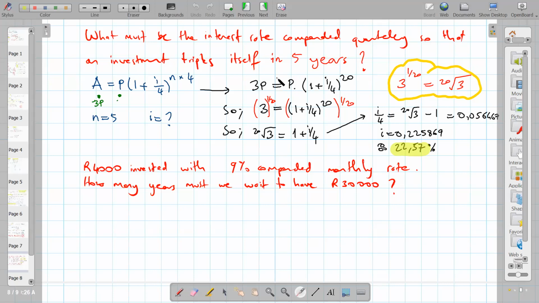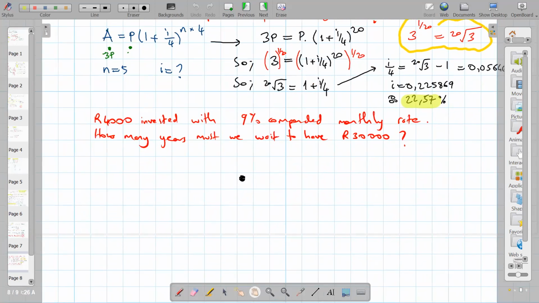Okay. Now the next one, 4,000 rand is invested at 9% compounded monthly. How many years must we wait to have 30,000 rand? So it is not depreciation, not reducing balance depreciation or anything. It is the A formula, compounded monthly. We still need to go through future and present rules, but let's do this.